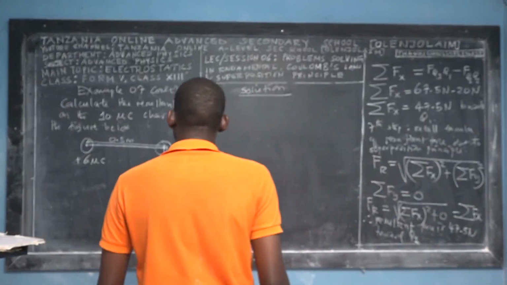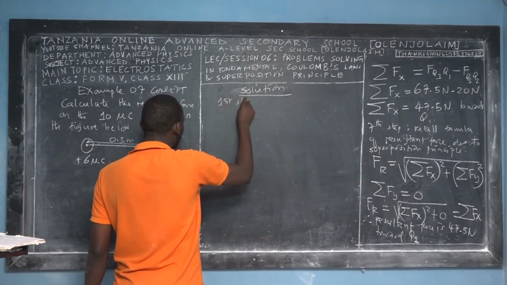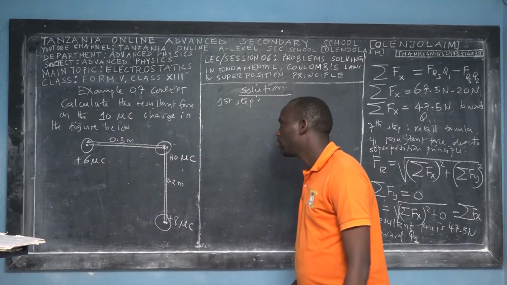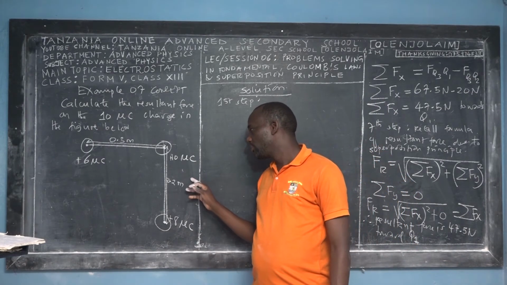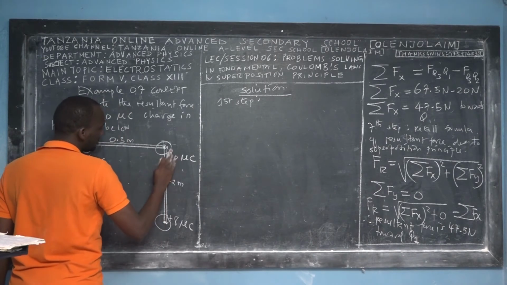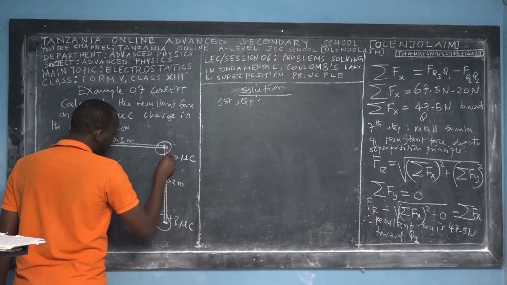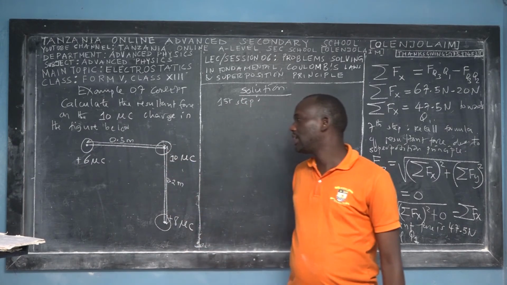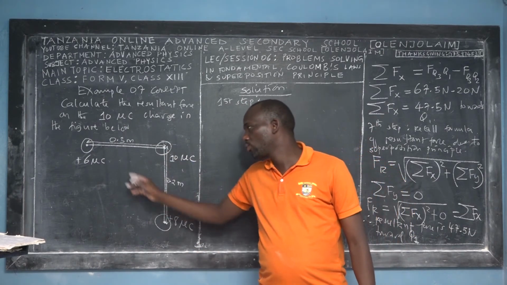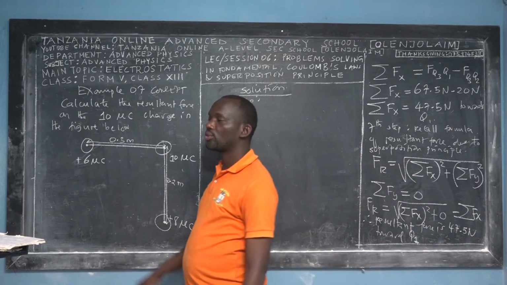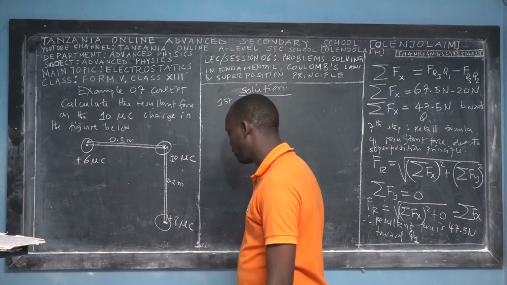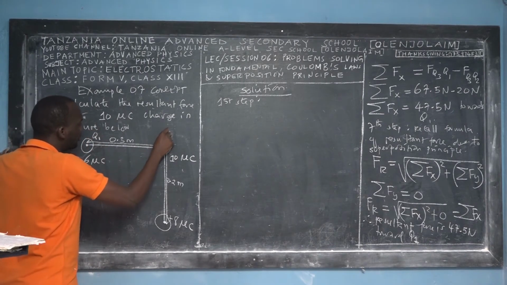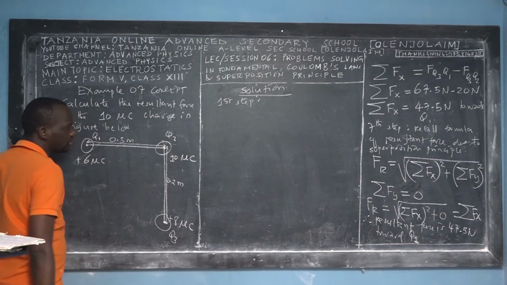You can try, and not only try, but you can get the right answer because you know physics. Solution. The first step, you can spend much time writing the data given, but for myself, I'm going straightforward. We need to calculate the net force on the 10 microcoulomb charge in the figure below. So the 10 microcoulomb is positive. It is affected by the two charges, 8 microcoulombs and 6 microcoulombs. Suppose that this is Q1, this is Q2, Q3, just my own naming.